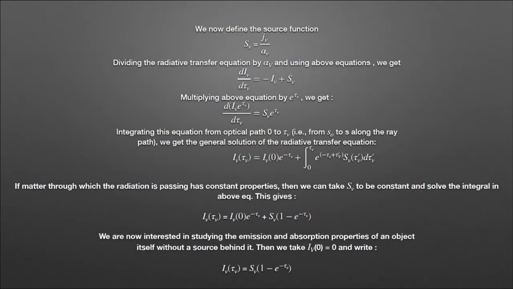Now, what we are interested in is studying the emission and absorption properties of an object itself without a source behind it. So for that we have obtained the solution in the above equation, if we take the source function to be constant. Now we'll study how it affects the emission and absorption properties. If there is no source behind, then we can take I v equal to 0. Then the equation becomes I v is equal to S v into 1 minus e raised to power minus tau v.